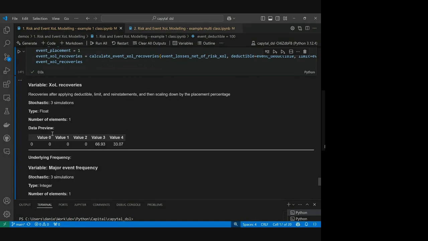We can run this. We now get the recoveries based on those layer terms applied to those aggregate event amounts. Now that first one did not exceed the 100 excess deductible that we have for our event cover. But these 2 events did, and they share this total limit of 100 that's available on a per event basis.